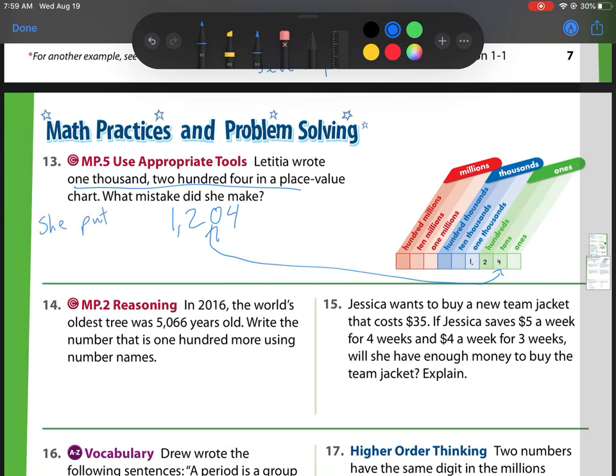She put the 4 in the tens place value and not the ones place value. Okay, and since that's a complete sentence, we do need that period.